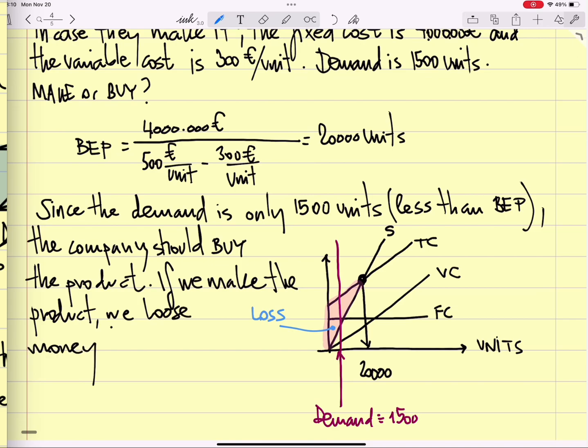Maybe some supplier doesn't have that many fixed costs, okay? And they can do it. And their break-even point is less than 1,500. Okay. This makes sense.